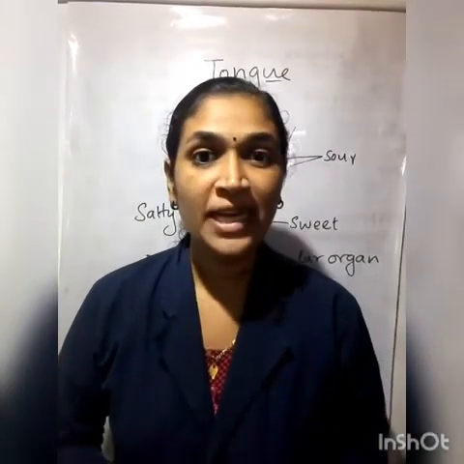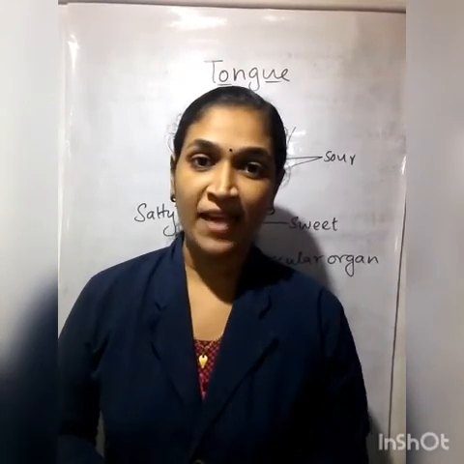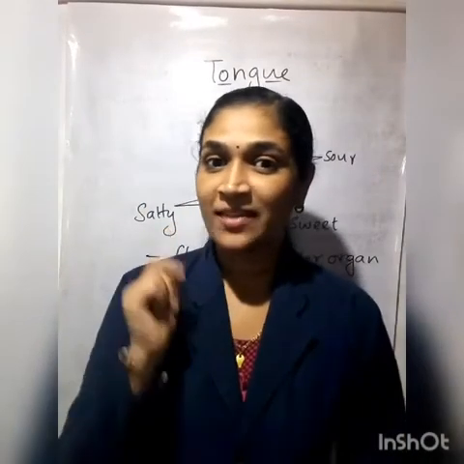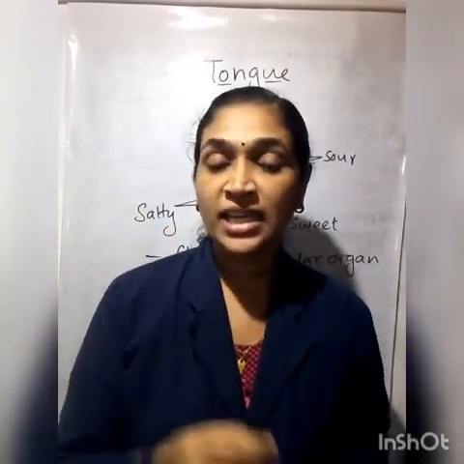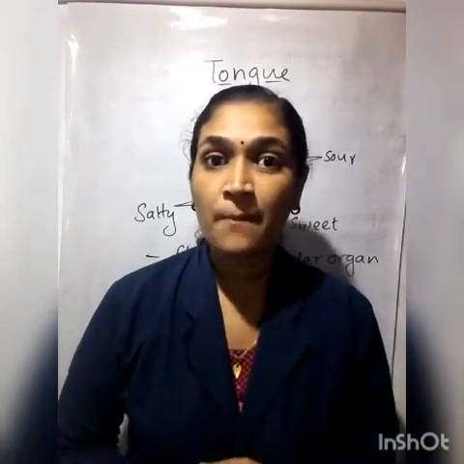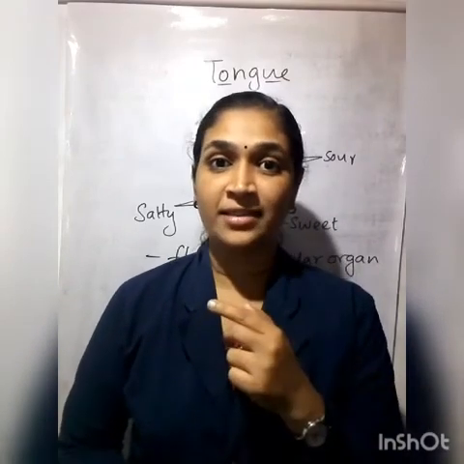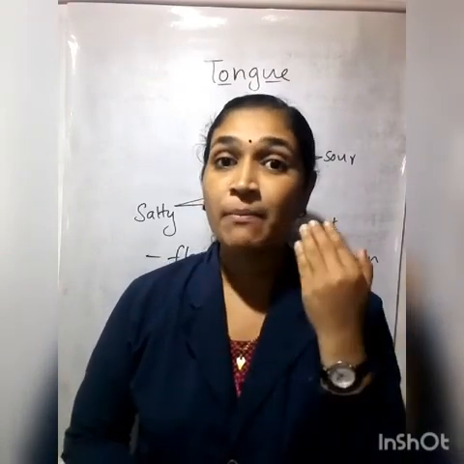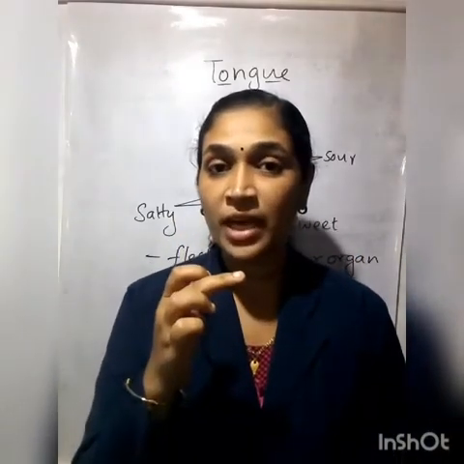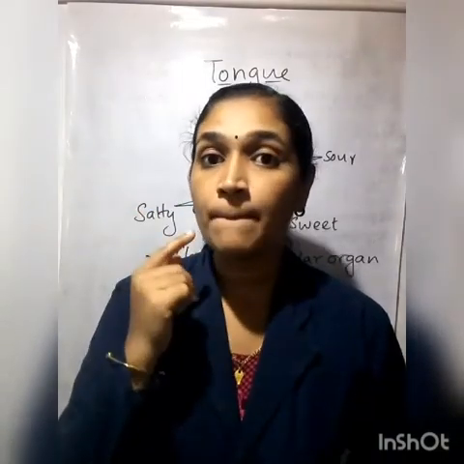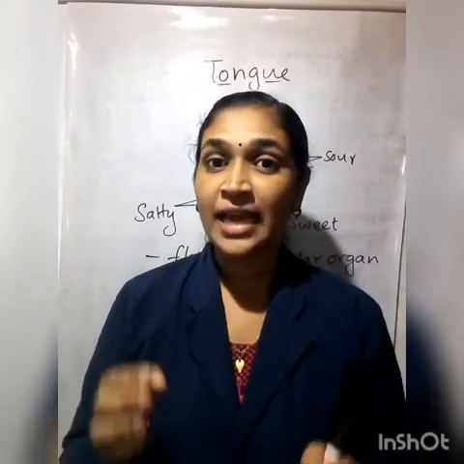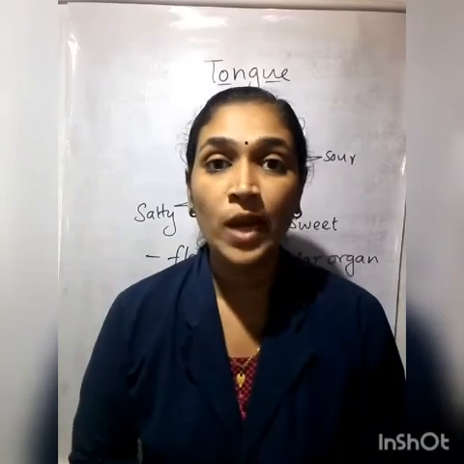Then we are moving to the next part in the buccal cavity, that is the tongue. So what is tongue? Yes, this is our tongue. Tongue is a fleshy muscular organ which is placed at the bottom or at the back of the buccal cavity. So this is our buccal cavity, and tongue is placed at the lower position of the buccal cavity or at the back of the buccal cavity.